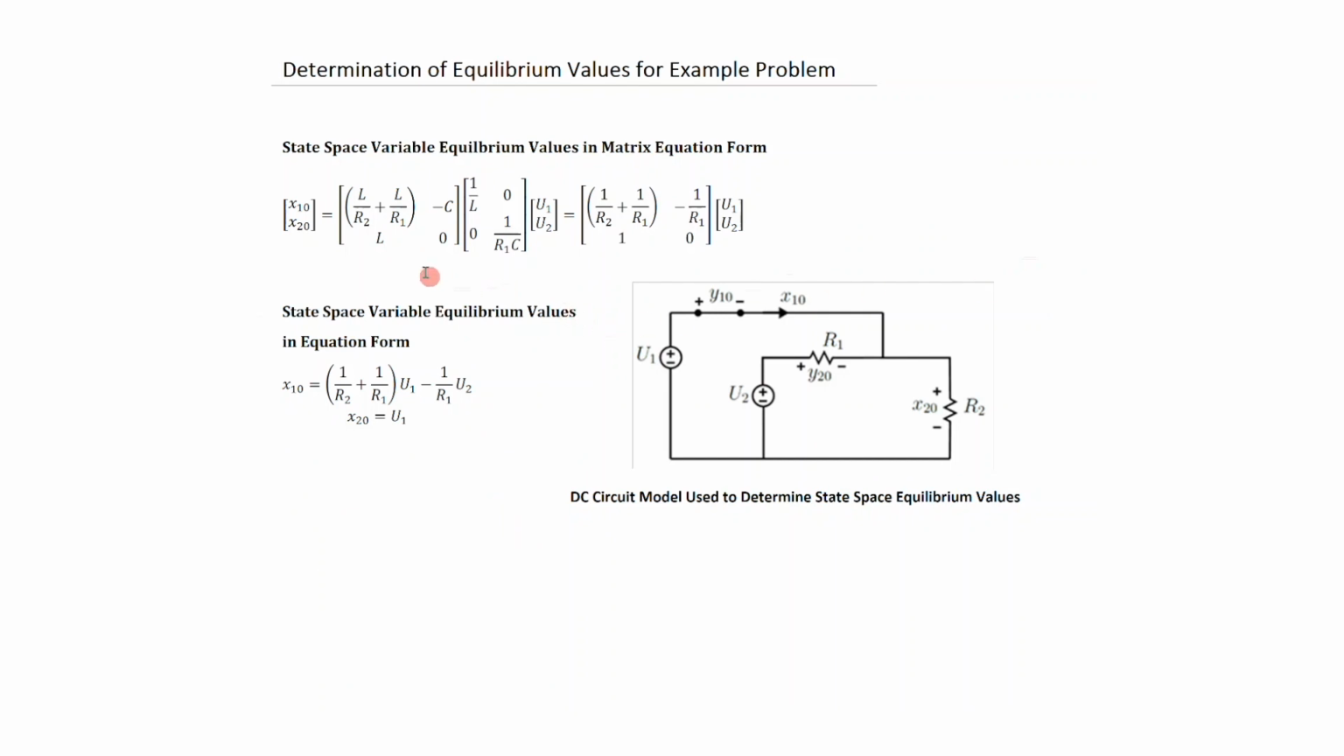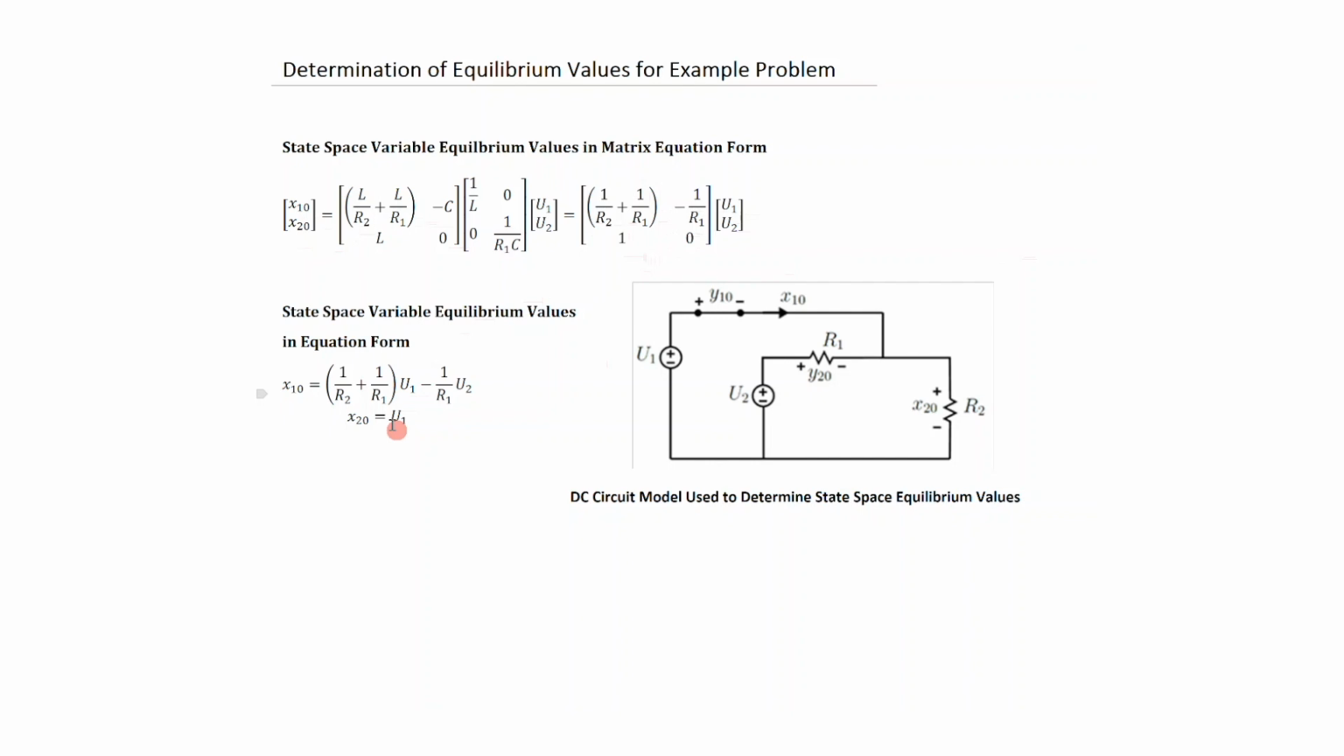And so that's what I've done here. So this is that and times that from the previous page. If you multiply these matrices through, you'll end up with this expression that you see here. Okay, now you can write this out in this classical form, state space variable equation form. You just say x1 is equal to this times u1 minus this times u2, which is what I've done here. And x2 naught is equal to u1, which is what you see here.